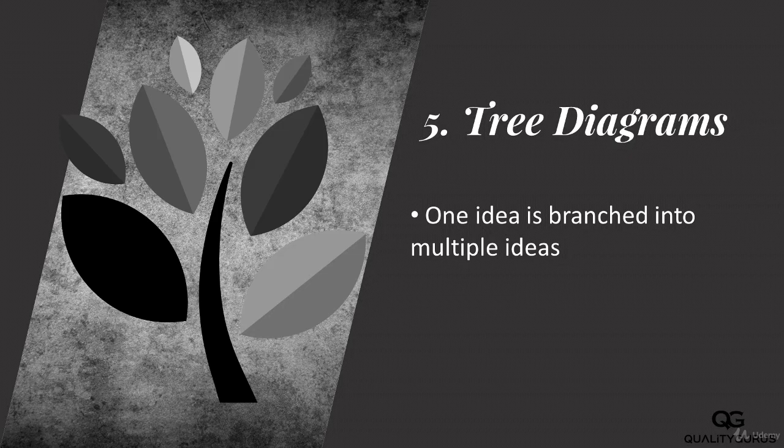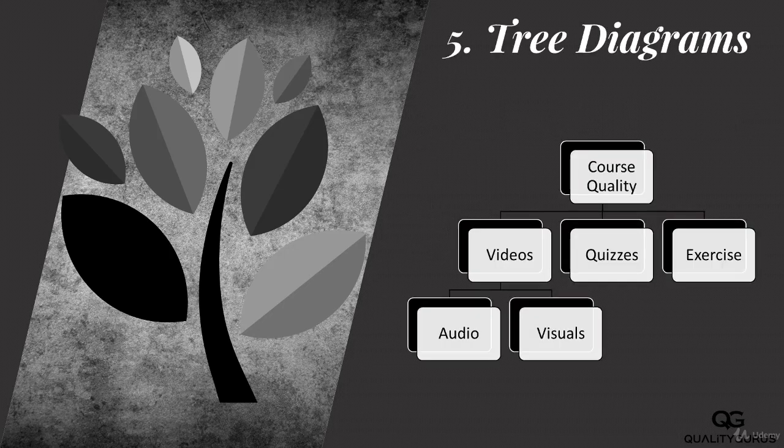So let's look at one example of a tree diagram on the next slide. Here I have the tree diagram for improving the quality of my online course. That's my top objective, to improve the quality of the course, and then I divide that into multiple areas. Here I am looking at the quality of videos, the quality of quizzes, and the quality of additional exercises which I can have in the course.